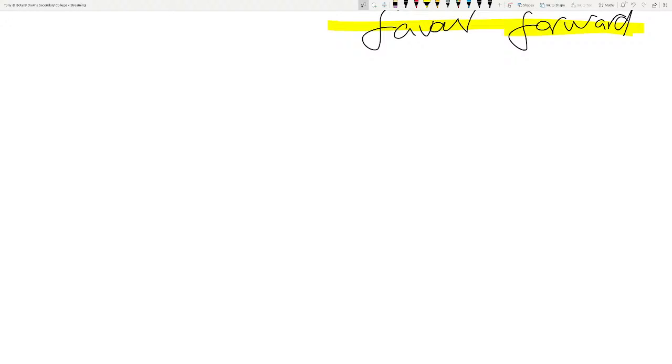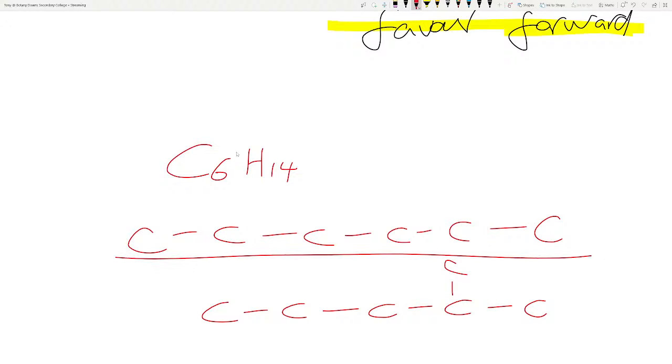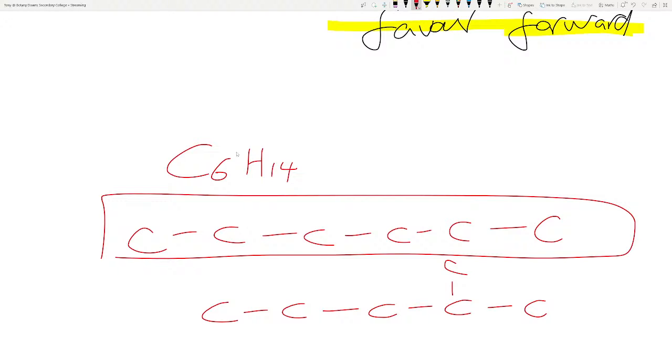What's the difference between structure isomers and geometric isomers? So structure isomers are something like this. I can give you C6H14 and I can draw them like this, I can draw them like this. This is structure isomer. So it's literally just the same formula but built differently.